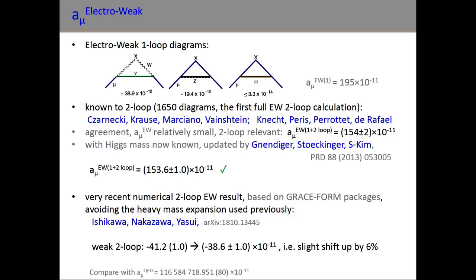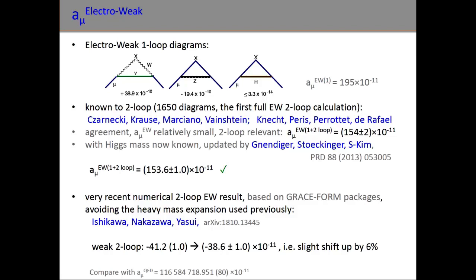So one loop comes from W exchange, Z exchange, and Higgs exchange. Higgs exchange, as you may expect from the very small Yukawa couplings, is completely negligible if you can read that from behind. That's 10 to minus 14, whereas the Z and the W exchange are of the order 10 to minus 10, with a very important cancellation between terms. So the one loop result is 195 in units of 10 to minus 11. And the two loop, you needed already 1650 diagrams. And that was probably the first electroweak two-loop calculation for a physical observable, as far as I'm aware.